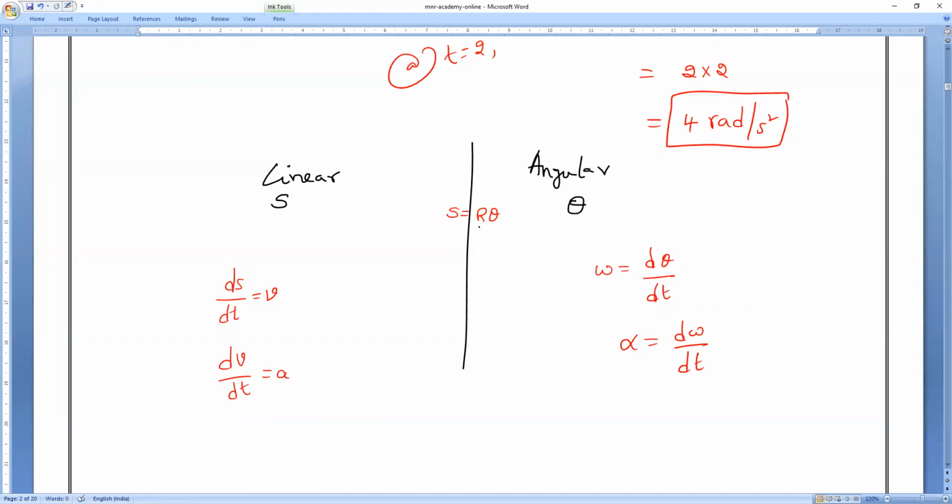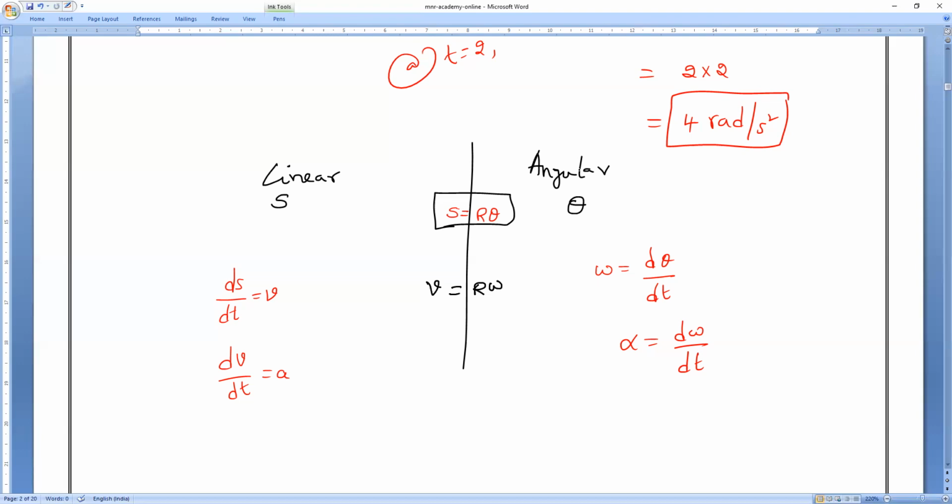If s is equal to r theta, in the same way v is equal to what? We have got a formula. Verify it and tell me. v is equal to r omega. Do you remember, everybody? v is equal to r omega, not r omega square, since omega square r is the centripetal acceleration. I have taught you already: v is equal to r omega. Yes or no, Rudra? Yes, sir.